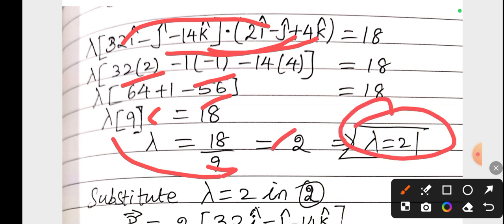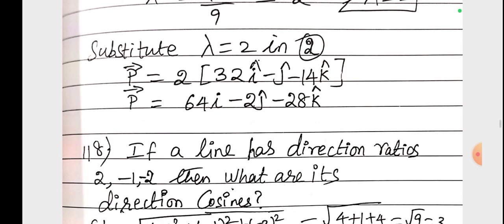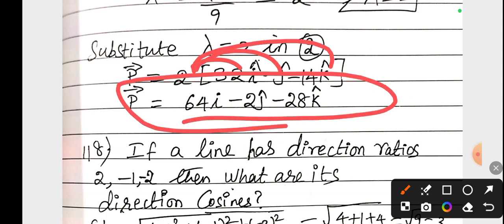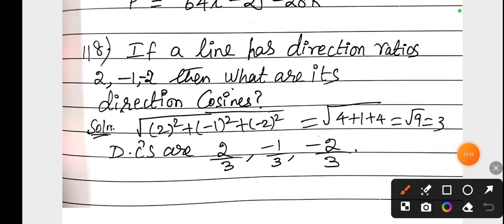Sum over, find the value of lambda. Not it over. Lambda you should substitute in the P vector, then it will be over. Just substitute 2 into 32i, 2 into minus j, 2 into minus 14k. So 64i minus 2j minus 28k. Clear? Check.